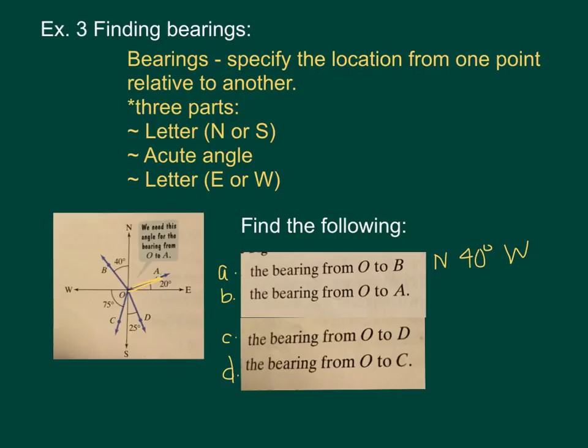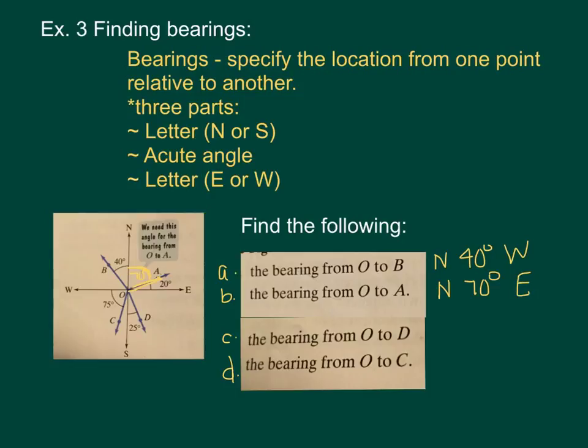Now we are still close to the north line, but we don't have that angle. We know that it's 20 degrees for this little one, and it's forming a right angle, so that means this little angle has to be 70. So we say north, 70 degrees, and now we're closer to the east side, east.